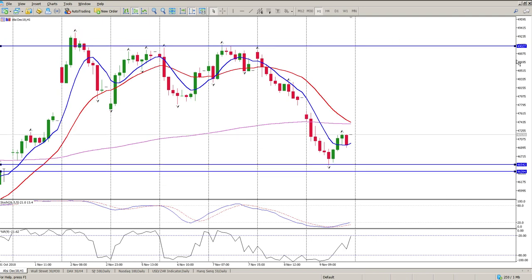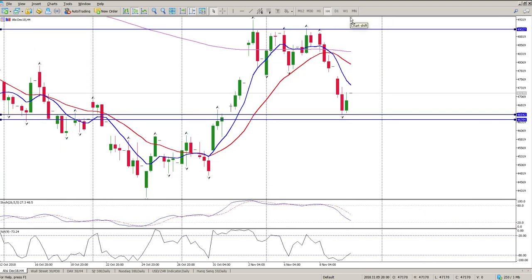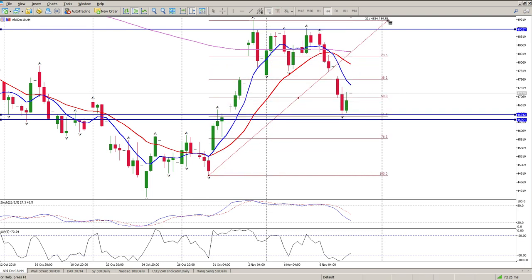Let's quickly have a look at the 4-hour before we get down to what we need to do today. On the 4-hour, you can see we do have a grouping of the oscillator at the bottom, but we're still waiting for the stochastics to come down. We do have this gap, and we'll look at it on a lower time frame. The last thing I want to do is put a Fibonacci on this, to see where we are. We are at the 61.8 Fibonacci right now.